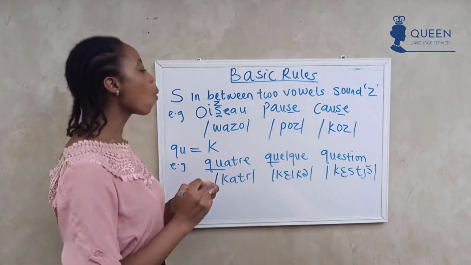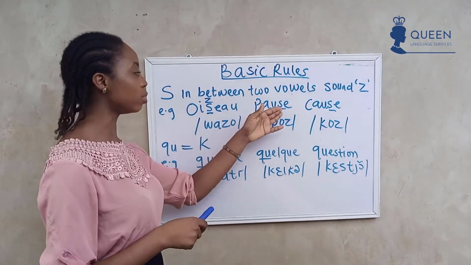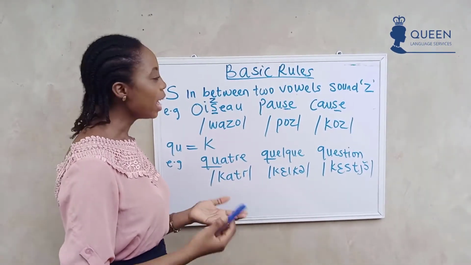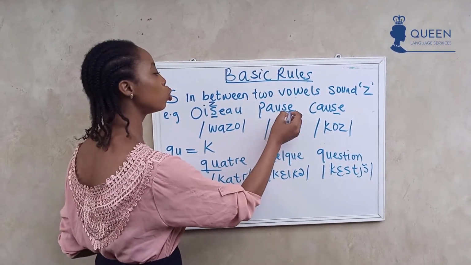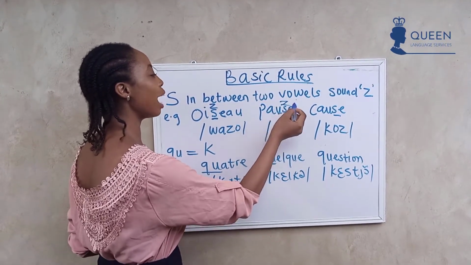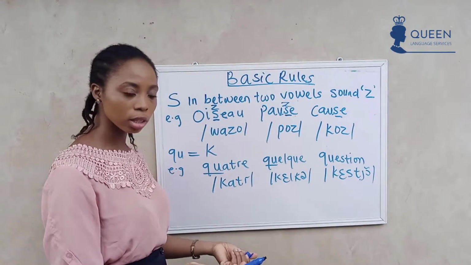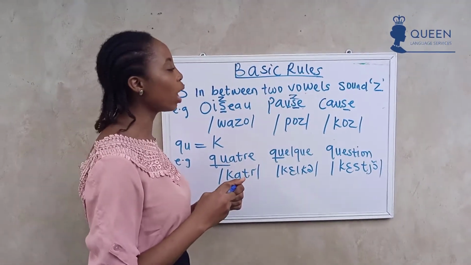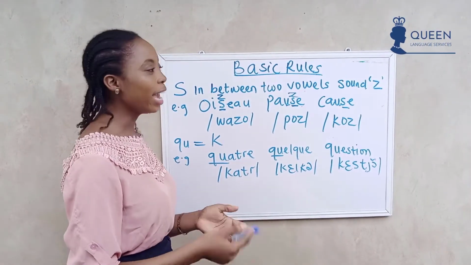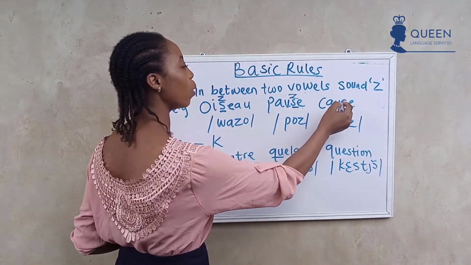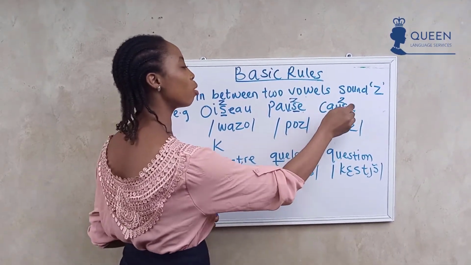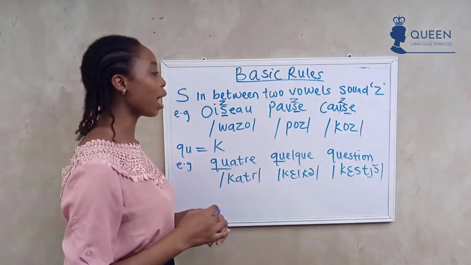So let's continue. We have it in words like pose. Why is it pose with a Z sound? Why not the S sound? It is because S is in between two vowels. O is a vowel, E is a vowel. So we have it this way, pose. Okay? So we have it in another word like cause. Why is it the Z sound? It is because S is in between two vowels. We have U is a vowel, E is a vowel, and so it automatically gives us the Z sound. That is why we have cause.